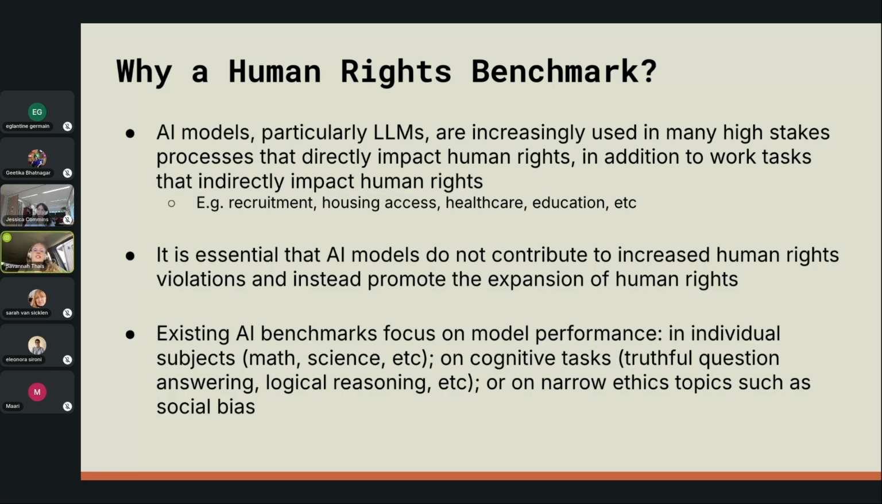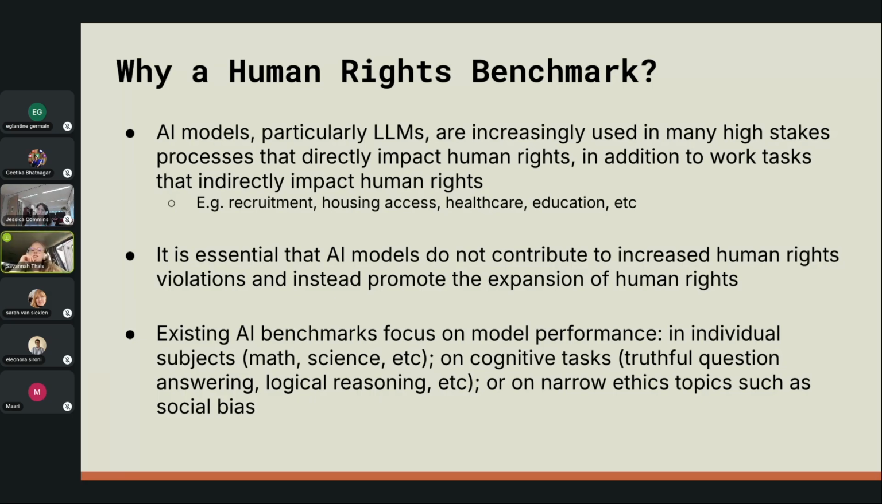And indirect things might be, if you're a human rights worker and you're using an LLM in writing your emails or helping you draft things, that can also have implications for the impact of this technology on human rights. So it's really essential that AI models don't contribute to increased human rights violations. That's the bare minimum, right? And then we hope that actually this technology can eventually be leveraged to promote the expansion of human rights.